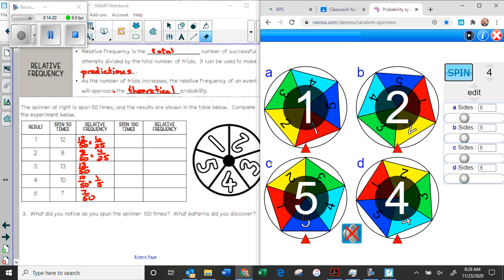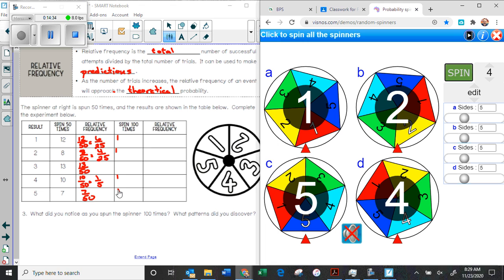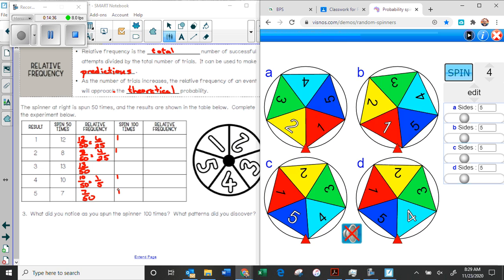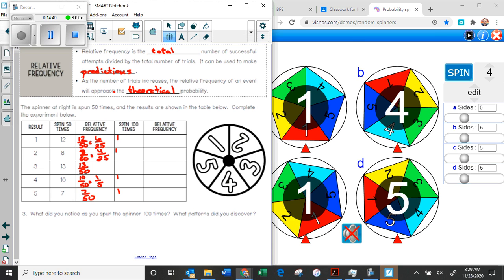So we got 1, 2, 5, and hopefully I can keep track of this. So I got a 1, a 2, a 4, and a 5. Spin that again. If you want to fast forward to the end of this, go right ahead. You have the advantage over me. You can fast forward. So 2 1s, a 4, and a 5.